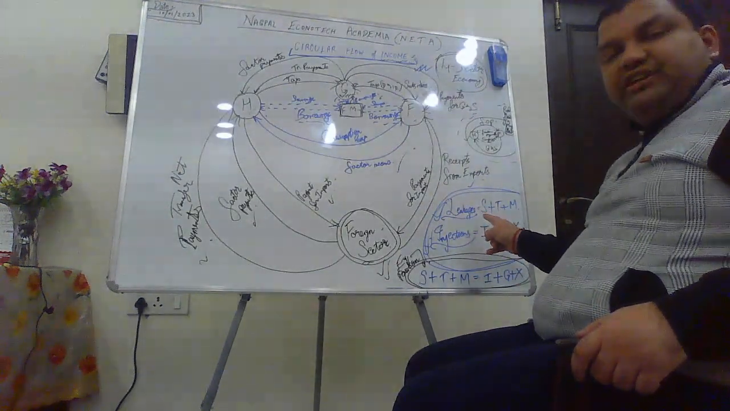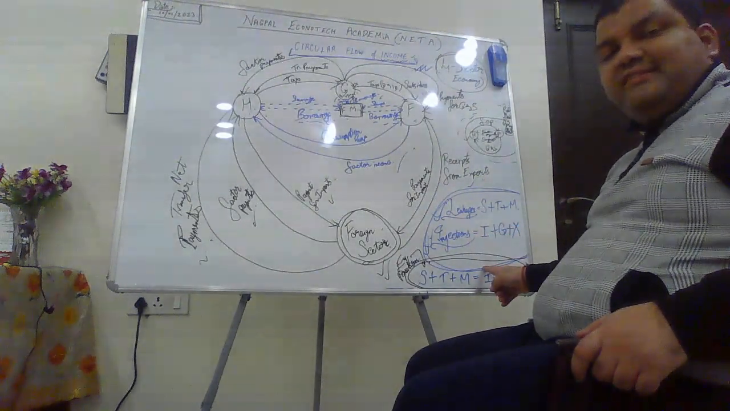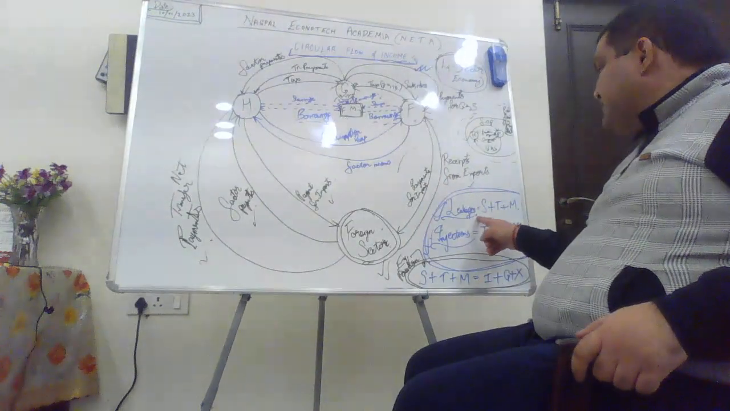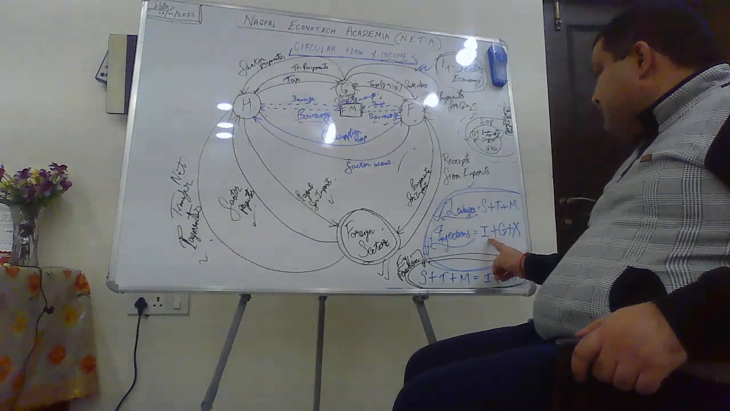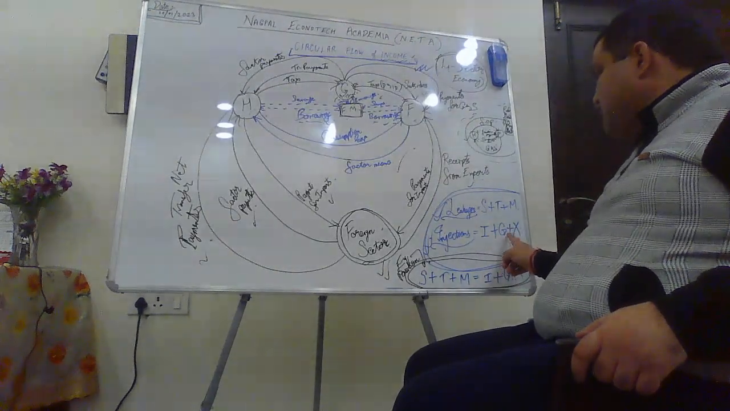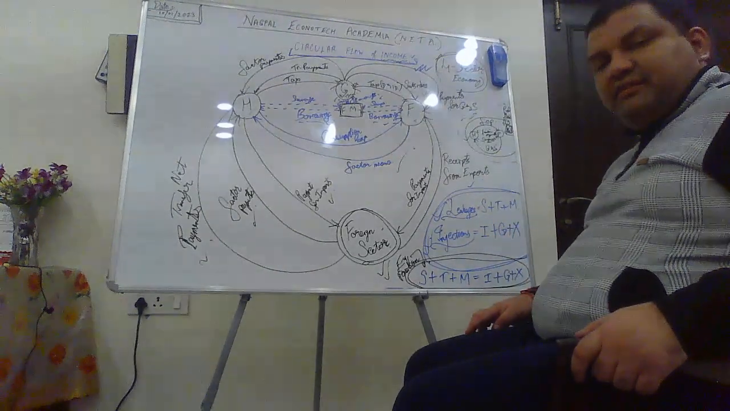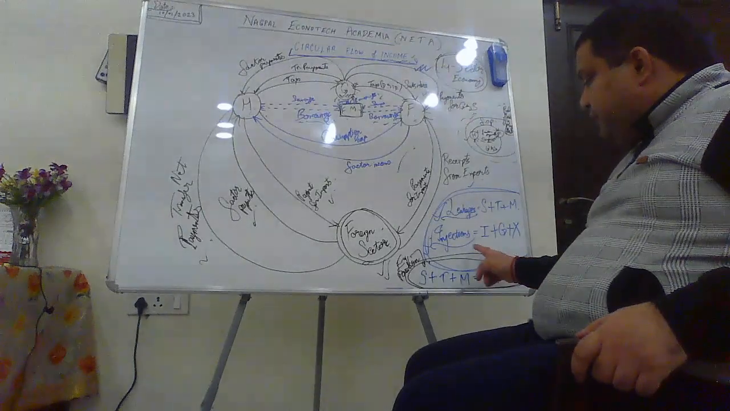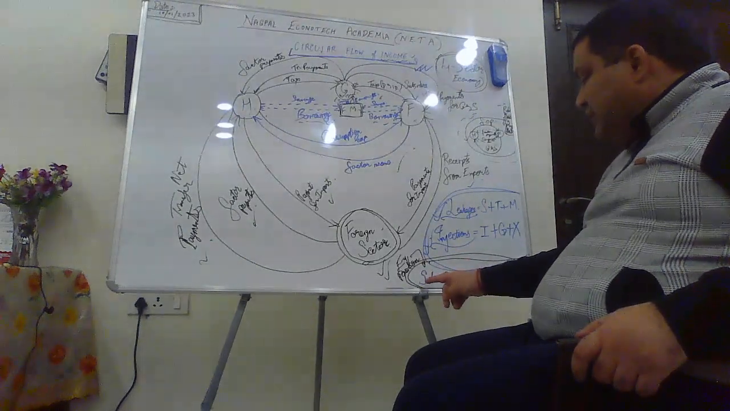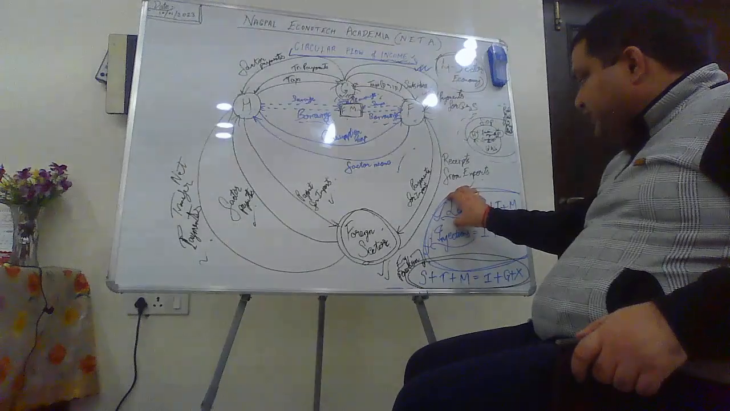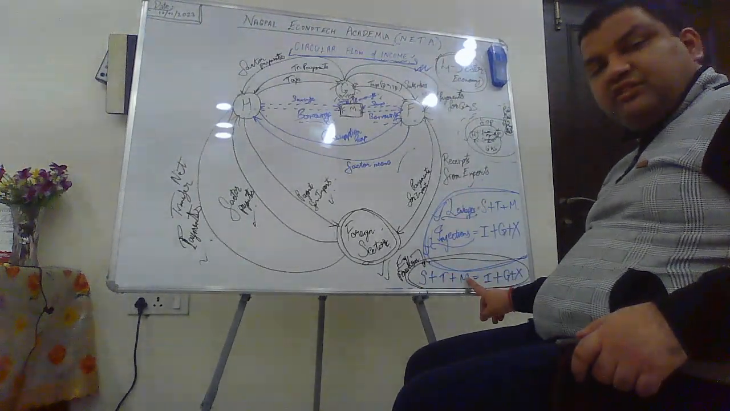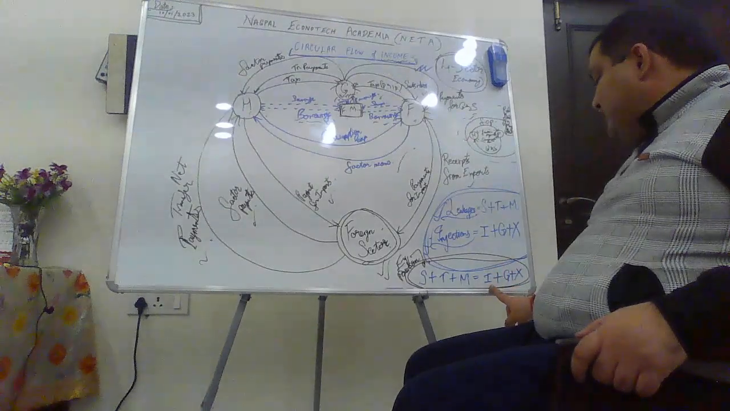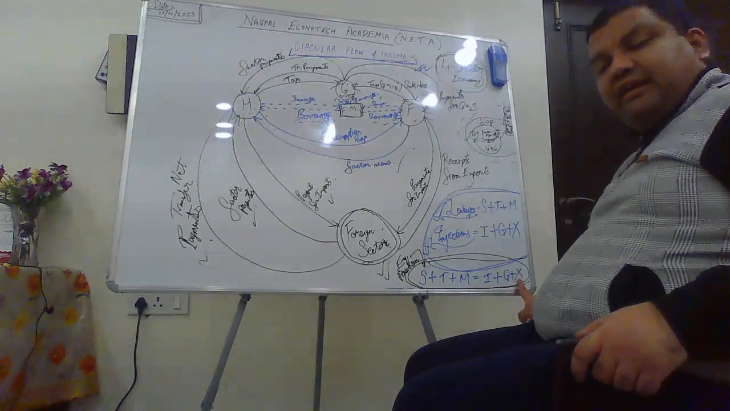Here I have mentioned leakages and injections. Leakages equal saving plus taxes plus imports, and injections equal investment plus government expenditure plus exports. And in order to attain proper equilibrium, total leakages must be equal to total injections, that is savings plus taxes plus imports should be equal to investment plus government expenditure plus exports.